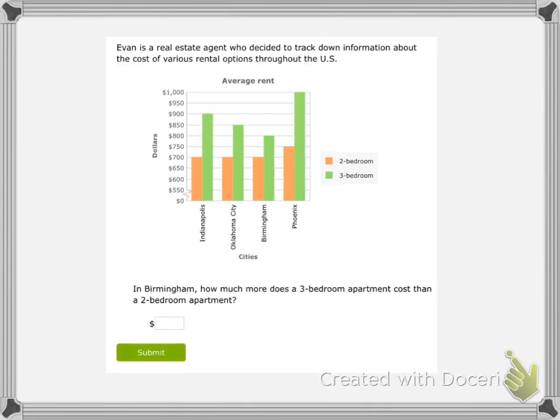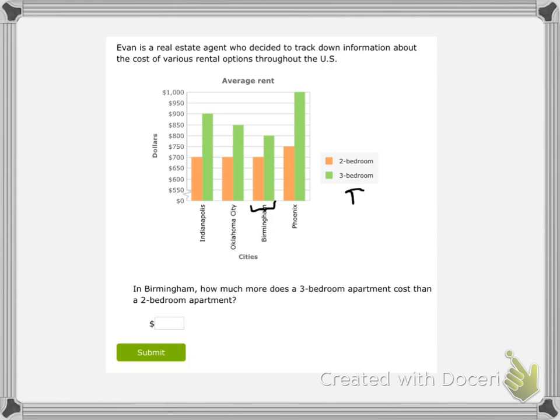All right, next question. Evan is a real estate agent who decided to track down information about the cost of various rental options throughout the United States. So we have the cities down here on the x-axis, and we have the rental cost along the y-axis. So our question, in Birmingham, how much more does a 3-bedroom apartment cost compared to the 2-bedroom apartment? We're going to be looking at these two right here. The 3-bedroom, the green bar, is higher than the 2-bedroom, the orange bar.